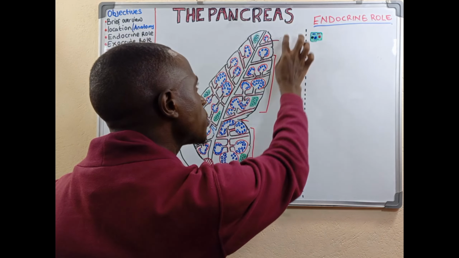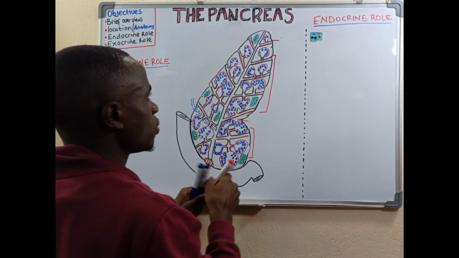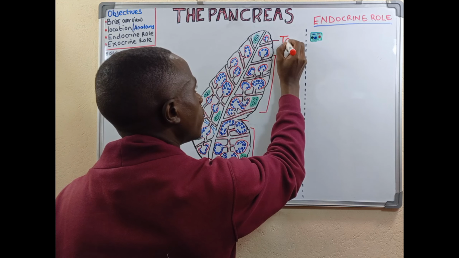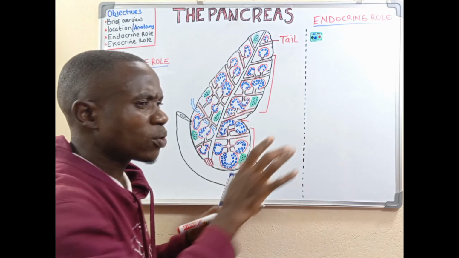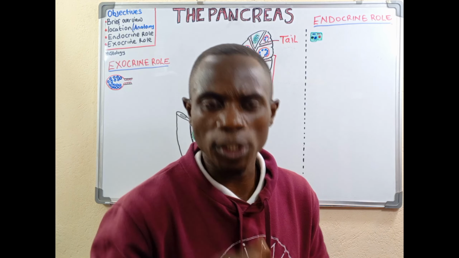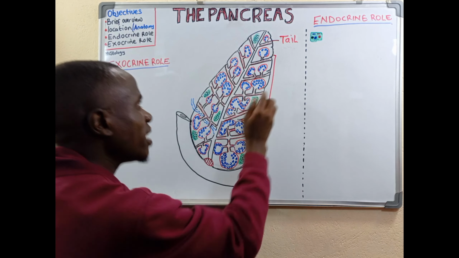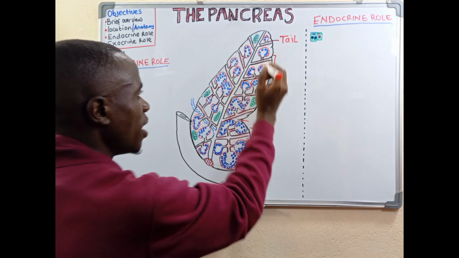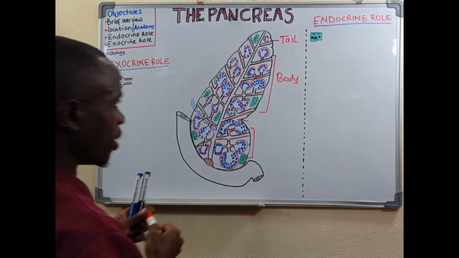Now, this part here is what we call the tail of the pancreas, okay? This is the part which is facing the hilum of the spleen, okay? Then when you come to the largest part of the pancreas, this one here is what we call the body of the pancreas, okay?